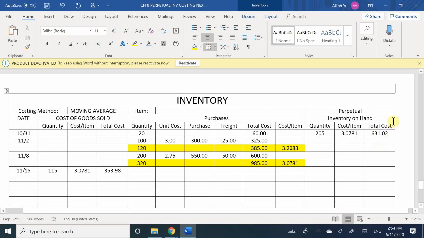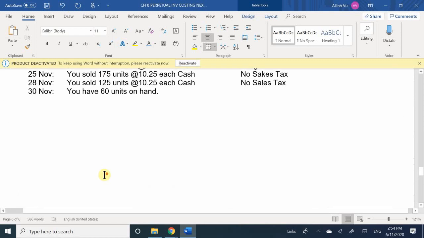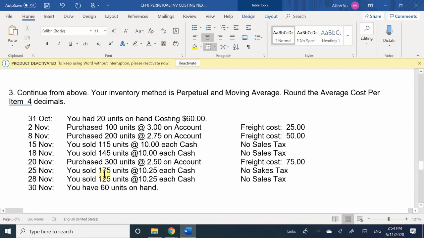So I got 631.02 and that should be correct. Did you get that, Andrea? Yes. Okay, good. 631.02. All right. Now let's go up here and see what else happened.